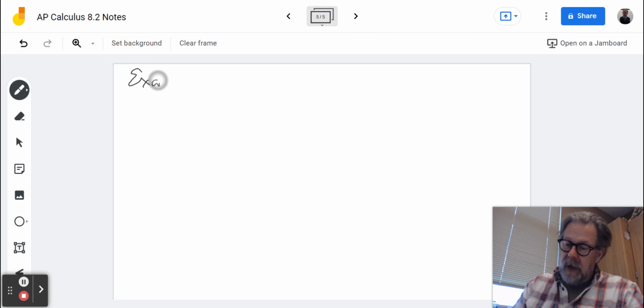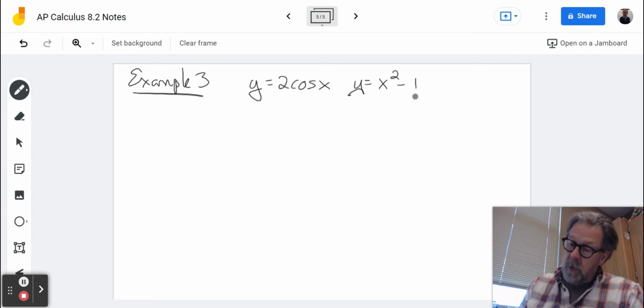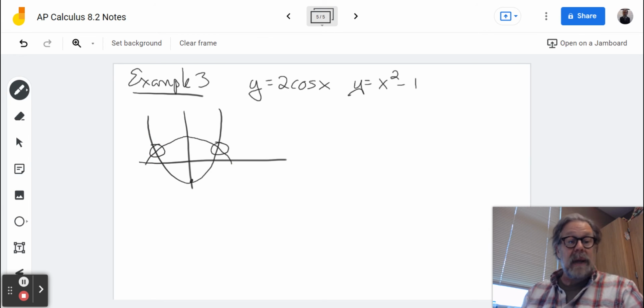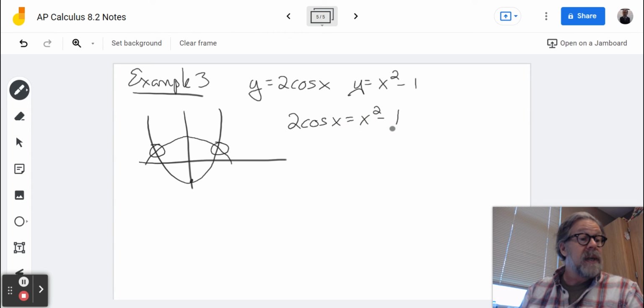This is example 3. This is one that requires the use of a calculator because what we've got is y equals 2 cosine x and y equals x squared minus 1. Looking at our graph, we see that this is a parabola that looks like that. It's a cosine function that looks like that. We don't really have any way to solve 2 cosine x equals x squared minus 1. So what are we going to do instead?